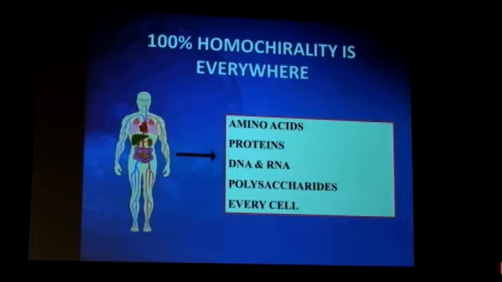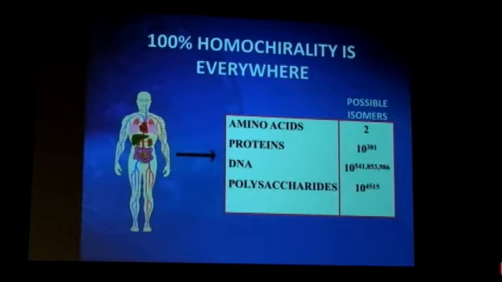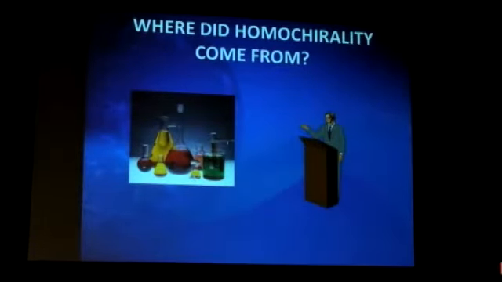And just to give you an idea of how big this problem is for the evolutionist, although amino acids only have two possible structures, you can see for proteins, DNA, and polysaccharides the number of possible chiral isomers, not to mention the sequence isomers. These are just the number of chiral isomers. Proteins can have as many as 1,000 chiral carbons. Well, 2 to the 1,000 is about 10 to the 301. DNA has something like 18 billion chiral carbons, a much larger number. But it gives you an idea that this is no small problem. There is this potential for a huge number of isomers, and yet in our bodies we find one, always one, not more than one. And so the question is, where did this homochirality come from?